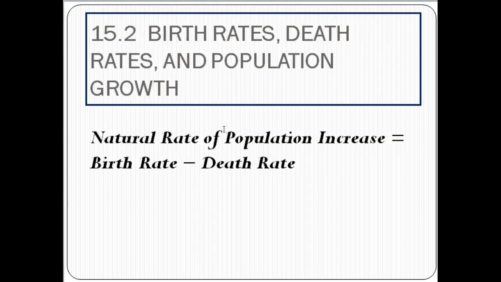The first thing to note here is the idea of the natural rate of population increase. If you're looking on a global scale, it's the only way the population can increase. It's the birth rate, the number of people who are born, minus the death rate, the number of people who die.